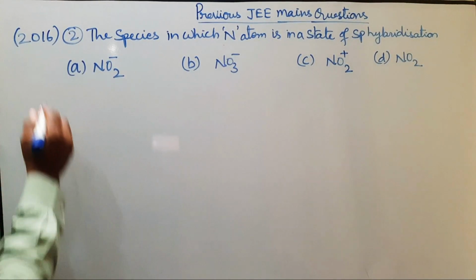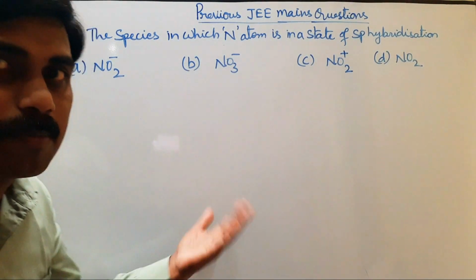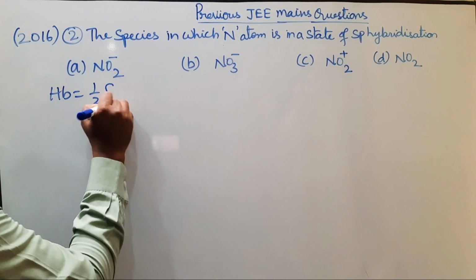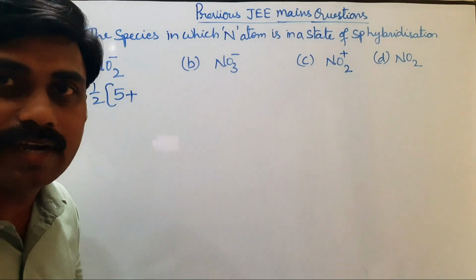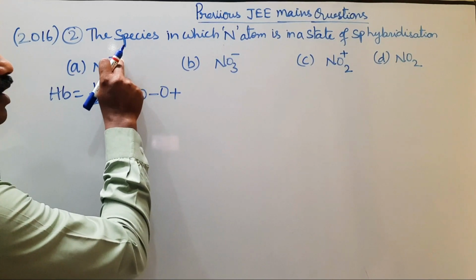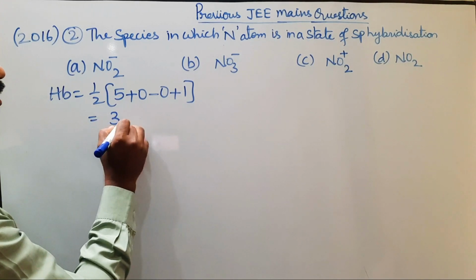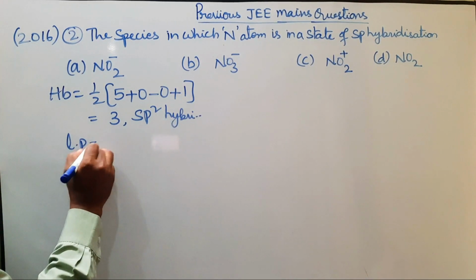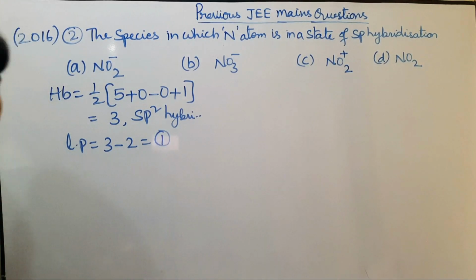Look at the next question. It is a 2016 question. The species in which the nitrogen atom is in a state of sp hybridization. Look at option A, NO2 minus. In NO2 minus ion, the central atom nitrogen has 5 valence electrons, plus surrounding monovalent atoms. Oxygen is a divalent atom, that's why 0. Here no cation, that's why minus 0. Plus here one negative charge, that's why plus 1. So it is equal to 3. It undergoes sp2 hybridization. And lone pairs equal to obtained pairs 3 minus surrounding atoms 2, so 1 lone pair.